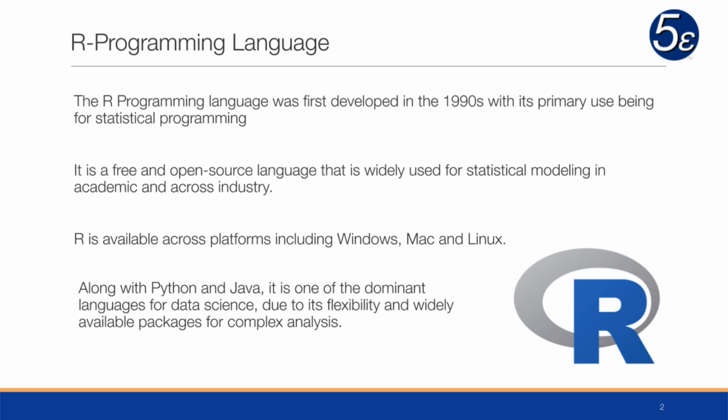Welcome to this introductory course on R programming language. The R programming language is a statistical language that's used for data science and other statistical applications, and it was first developed in 1990 for statistical programming. It's a free and open source language that's widely used for statistical modeling in academia as well as in industry. It's available for platforms including Windows, Mac, and Linux, and is one of the most popular languages for data science.